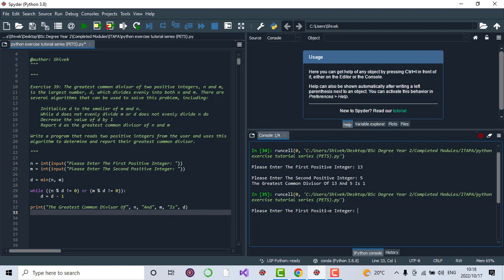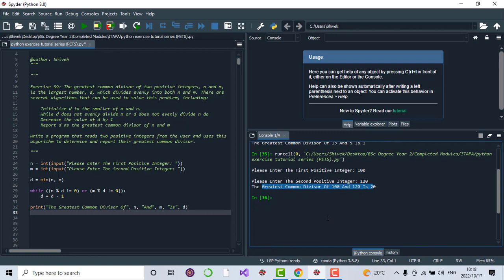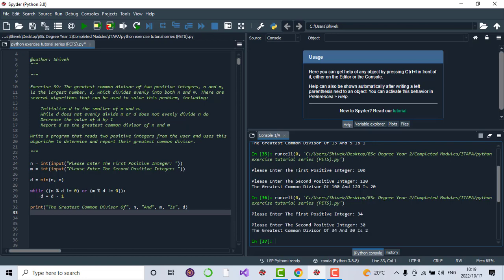Let's do something more interesting. Maybe 100, and maybe 120. This is cool. The greatest common divisor of 100 and 120 is 20. That's good. The program is working, guys. It's working quite well. Greatest common divisor of 34 and 30 is 2.